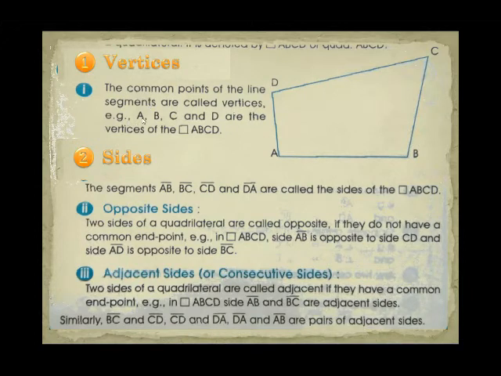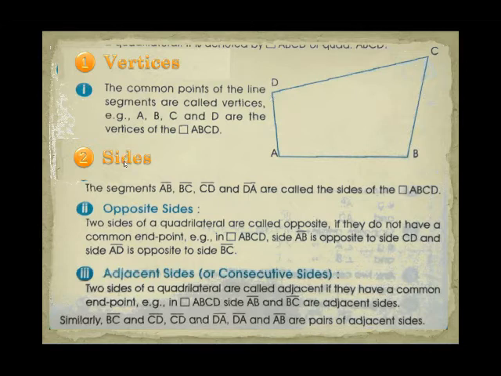For example, A, B, C and D are the vertices of the quadrilateral ABCD. As you see, students, A, B, C and D are the vertices of the quadrilateral. These are the common points of the line segments, so they are the vertices of the quadrilateral.